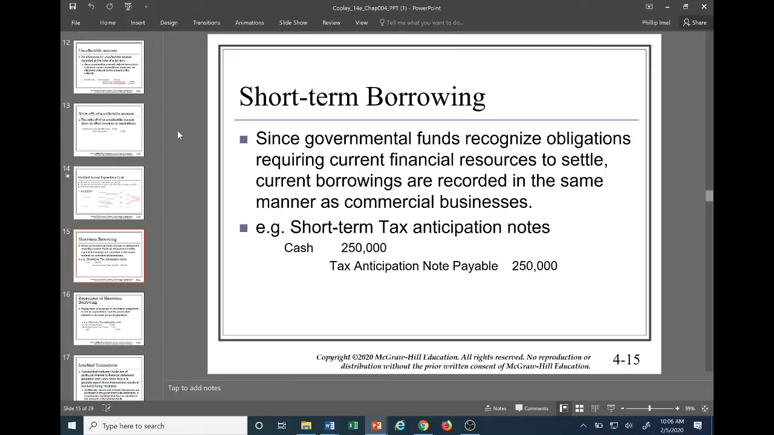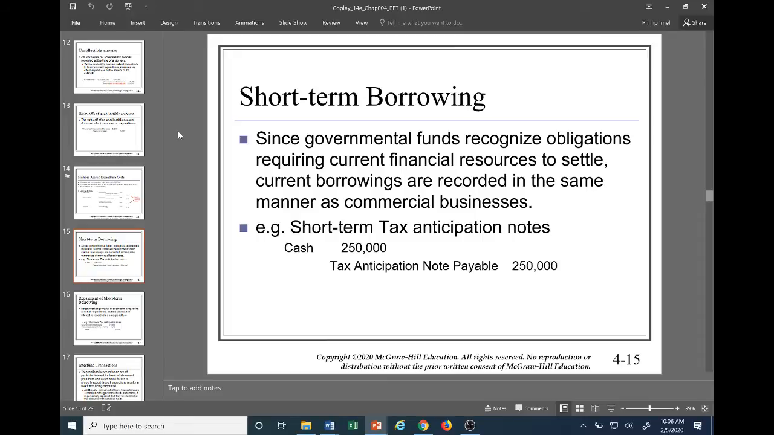So anything long term or any capital assets is going to be on the government wide ones, not within the governmental funds. And why is that again? Because they're on the accrual. The government wide is on the accrual, and the governmental funds are on the modified, and they're only concerned with current resources and current expenditures, right? So that's why the short-term tax anticipation notes are recorded within the governmental fund.